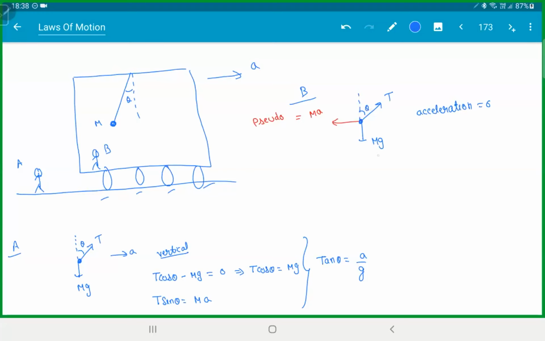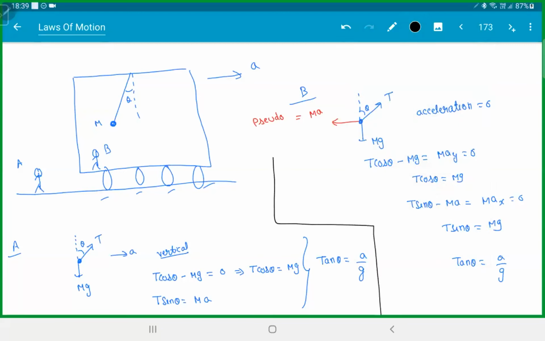Now this guy will write forces: T cos theta minus mg is mass into vertical acceleration, which is 0. So T cos theta is mg. And T sine theta minus pseudo force ma is m times the horizontal acceleration, which is also 0. So T sine theta is equal to ma. Divide them, you get tan theta is equal to a by g. Answer is same. But if you see their FBDs, they look quite different. I hope you're able to see the difference now.